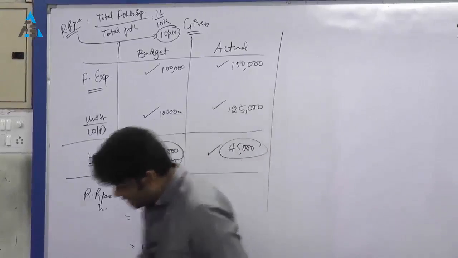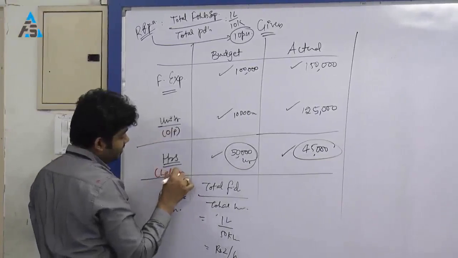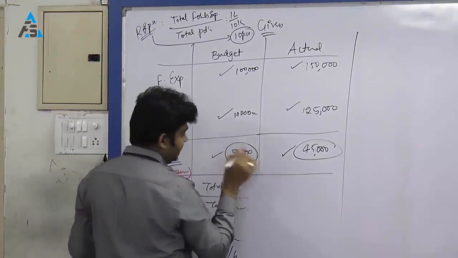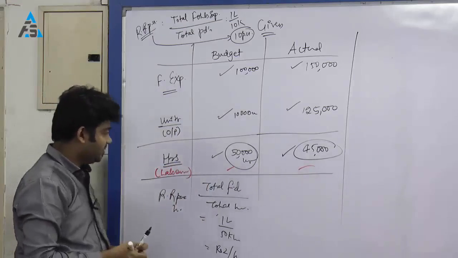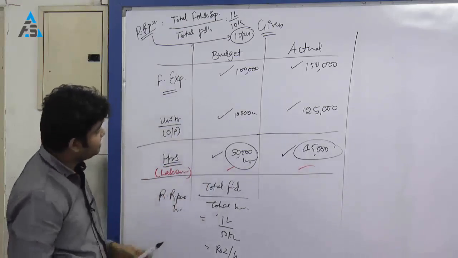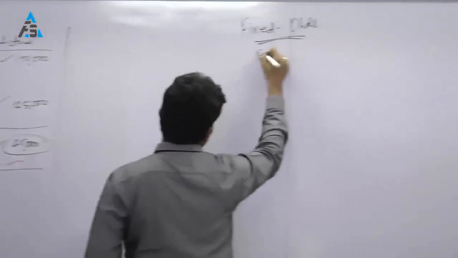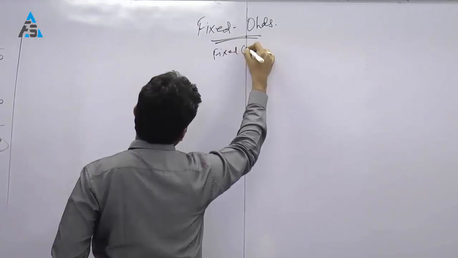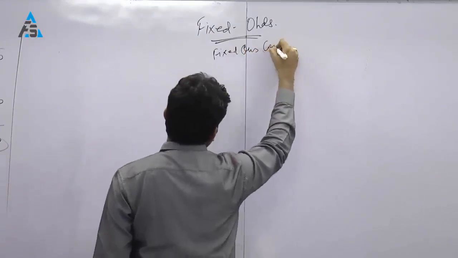This number of hours is the same as the number of hours in labor as well: the standard labor hours and the actual labor hours. So this is budgeted labor hours and this is my actual labor hours. This is the same hours prevalent in labor as well. Now, the first thing is fixed overheads cost variance.